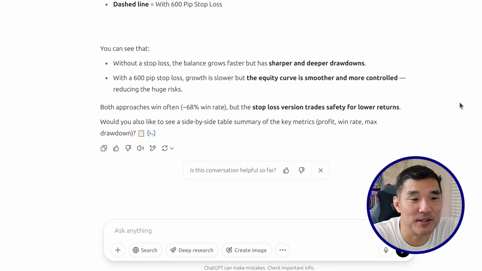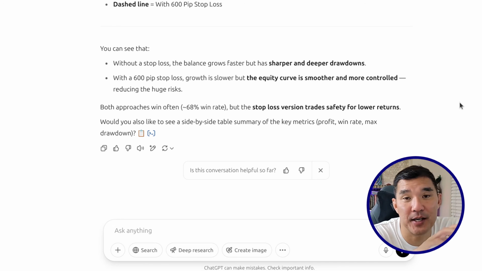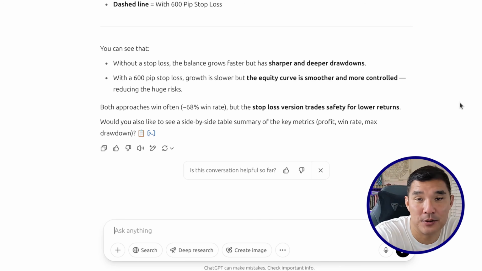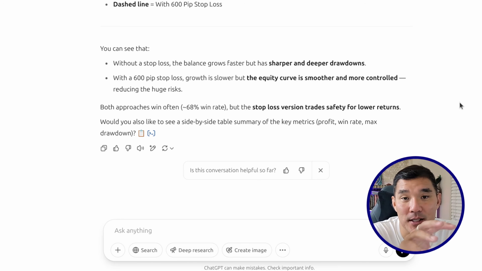Now, here's a very important tip when it comes to backtesting. Always make sure that you keep one trading strategy per chat. That allows you to go back into your old chats and maybe play with some ideas that you had before without confusing the AI by putting two different trading strategies in the same chat.